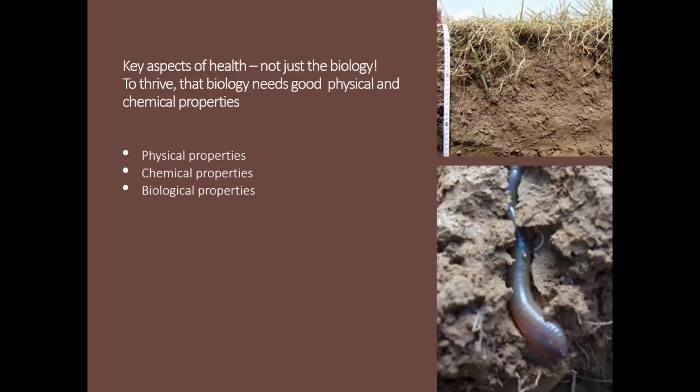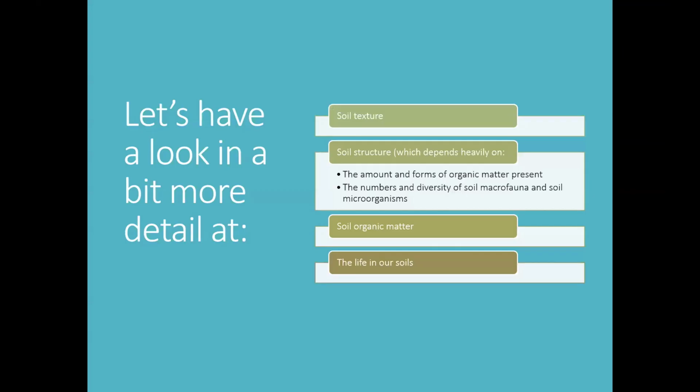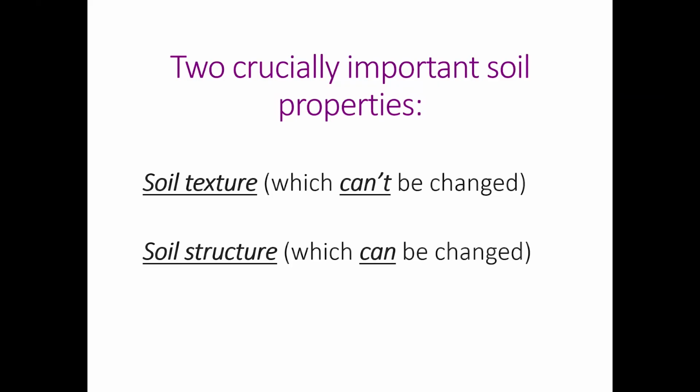Biological properties, that's obviously very, very important in terms of soil health, and there's various things you can measure. So I will be going on to talk in more detail about several aspects of those. In particular, I'm going to have a look at soil texture, which we cannot change, soil structure, which we can, soil organic matter, and also the life in our soils.